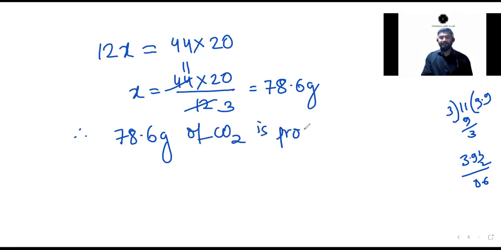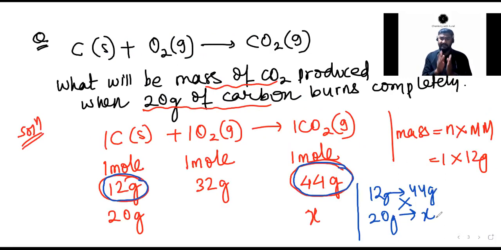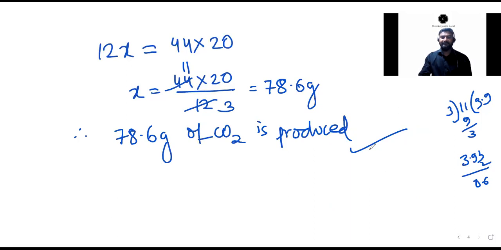This is the concept of stoichiometry. This is how we can do it. Simple. First, write the equation and balance it, then find the moles, convert moles to mass, write the given question. Whatever you have to find, put X there like this, and then cross multiply. Excellent. I hope you got it. And this is how we approach a question and do it.